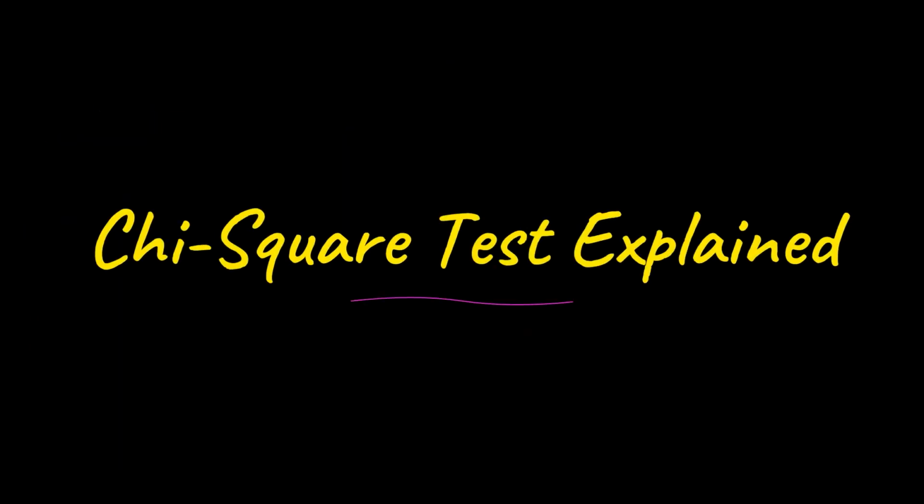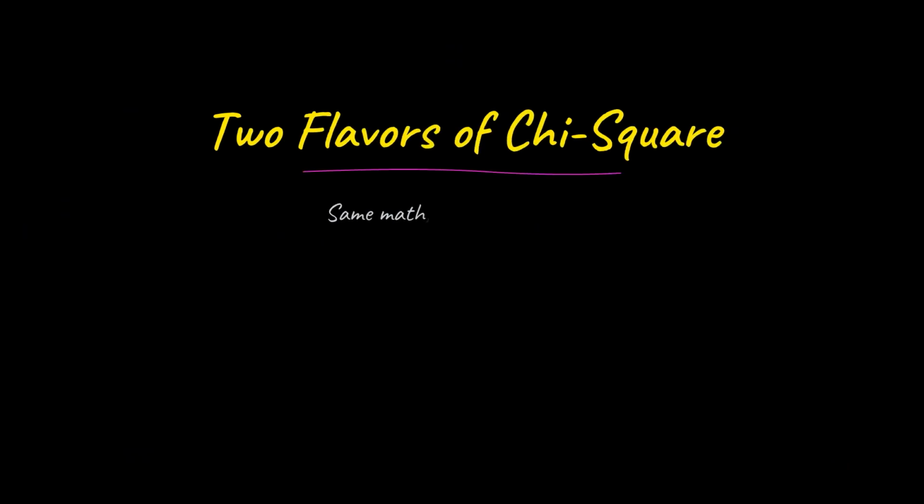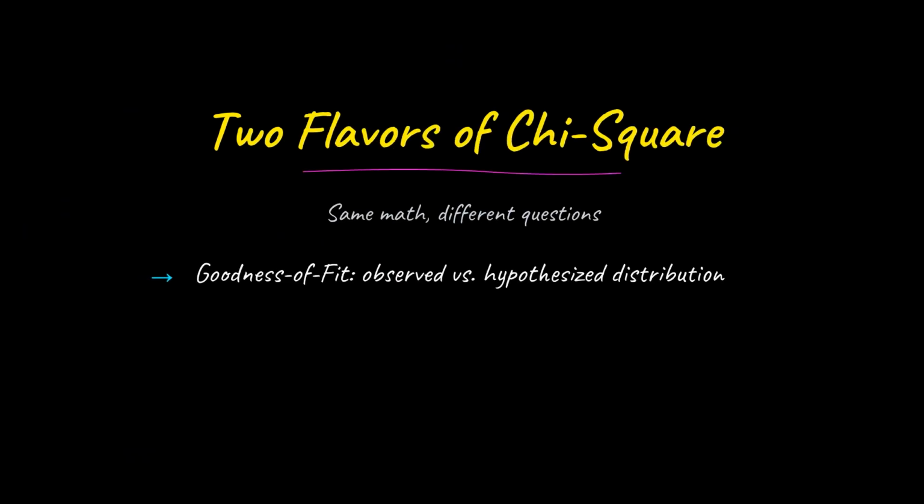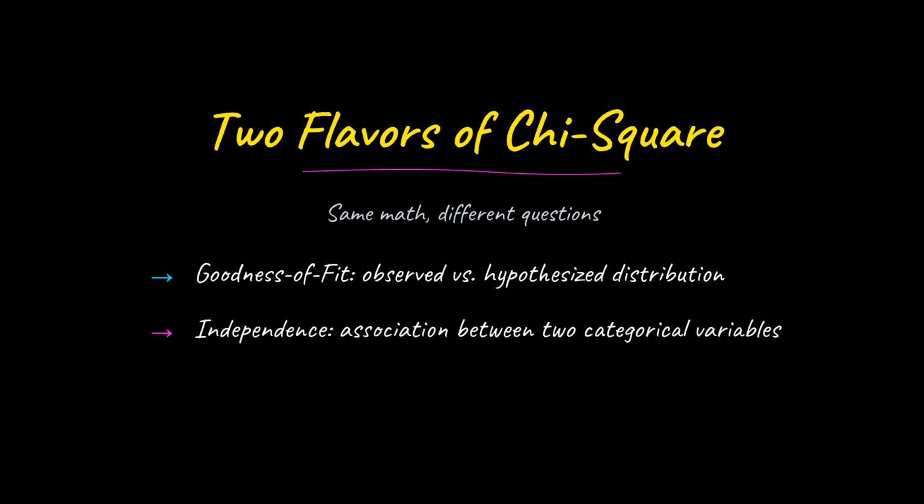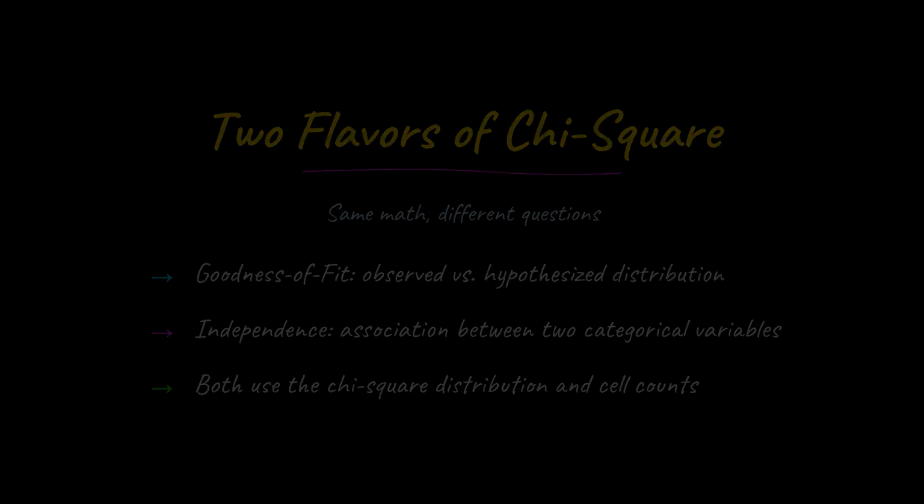The chi-square test is a non-parametric method for evaluating whether observed counts in categorical data differ from what we'd expect under a null hypothesis. It doesn't require continuous or normally distributed data. It works entirely on counts falling into discrete categories. Chi-square comes in 2 main forms. The goodness of fit test asks whether observed frequencies match a hypothesized distribution. The test of independence asks whether two categorical variables are associated in a contingency table. Both rely on the same underlying mathematics.